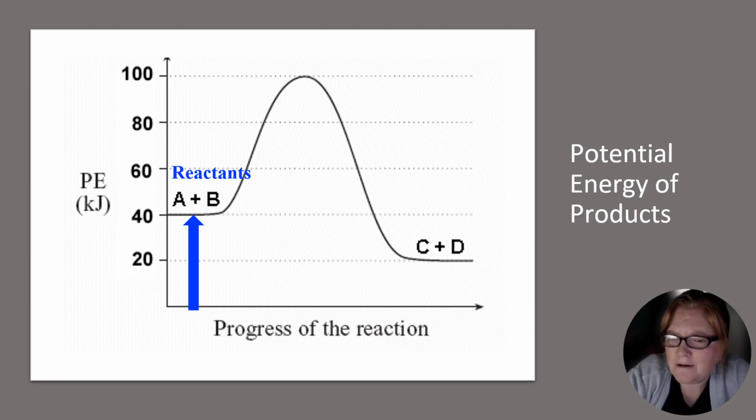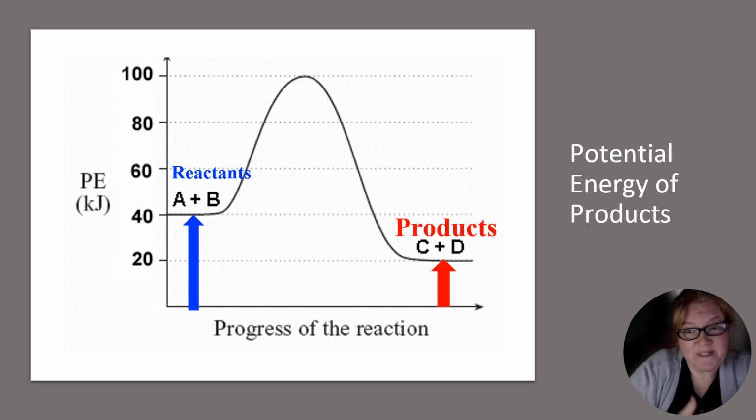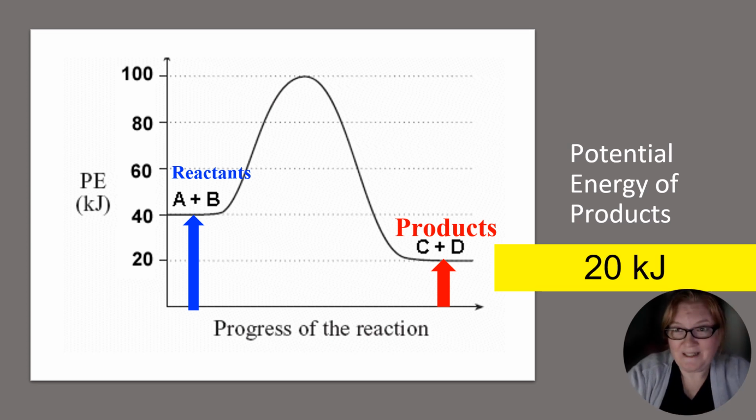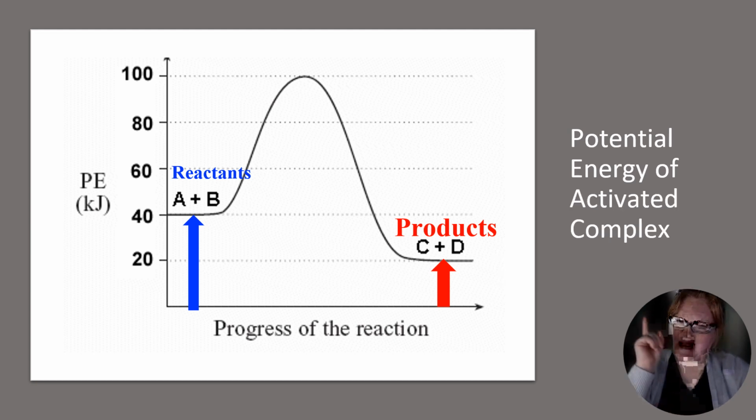What would the potential energy of the products be? So think about where the products are. They're over here. So what would the potential energy of the products be? Yeah, 20 kilojoules. Now, what about the potential energy of the activated complex?